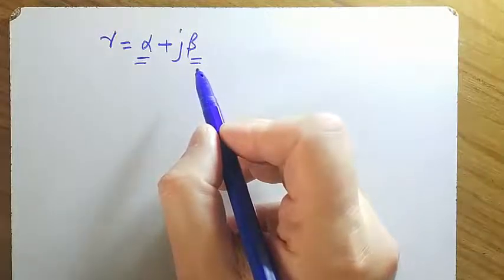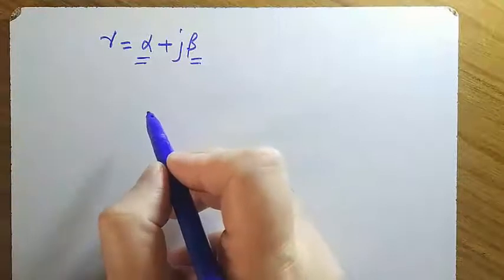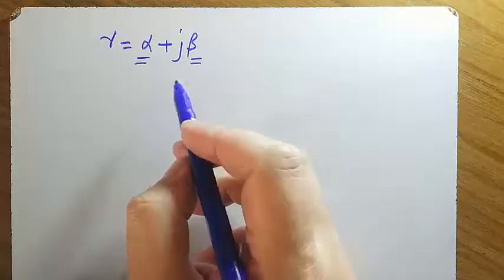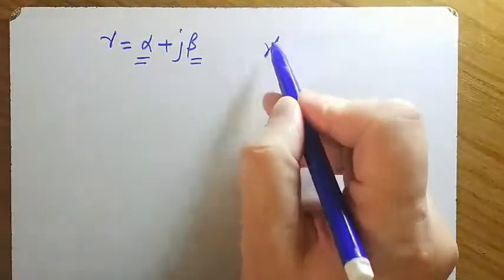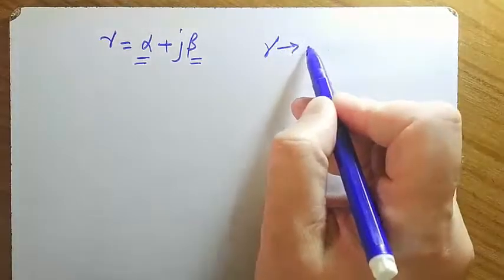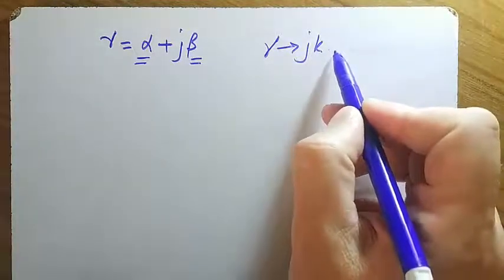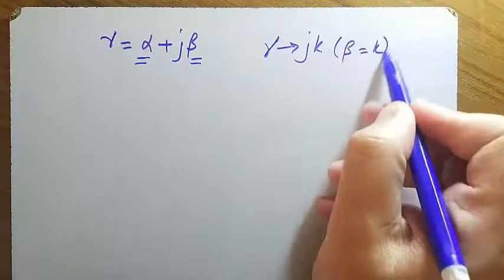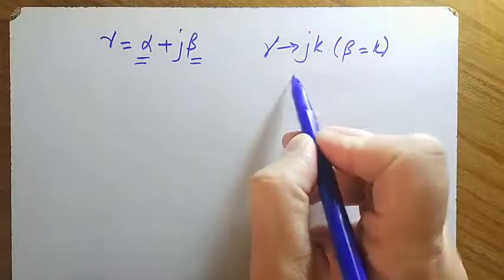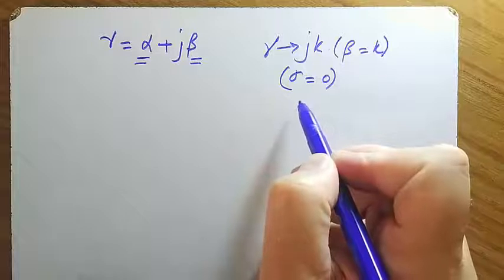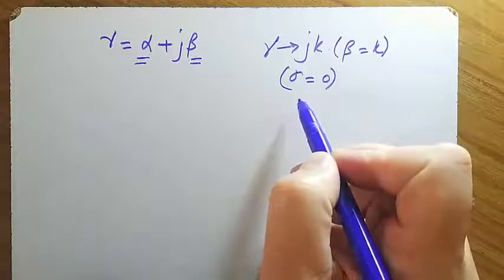So now let's have... obviously it reduces to jk, where beta is actually equal to k and sigma is equal to 0. This is the lossless case we discussed previously.